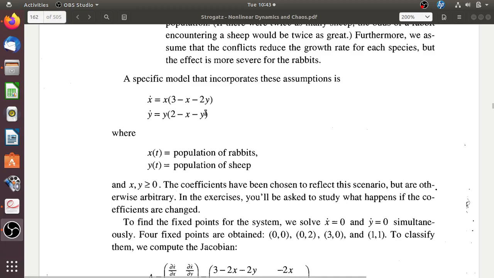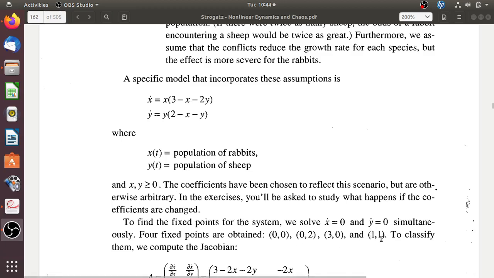From this we obtain two pairs of straight lines, and if any line from one pair intersects any line from the other, that point will be a fixed point. For example, x equals 0 and y equals 0 intersect at 0, 0. That's one fixed point. x equals 0 and this line intersect at 0, 2, and y equals 0 and this line intersect at 3, 0. The fourth point is where this line and this line intersect, which is 1, 1. So these are the four fixed points.